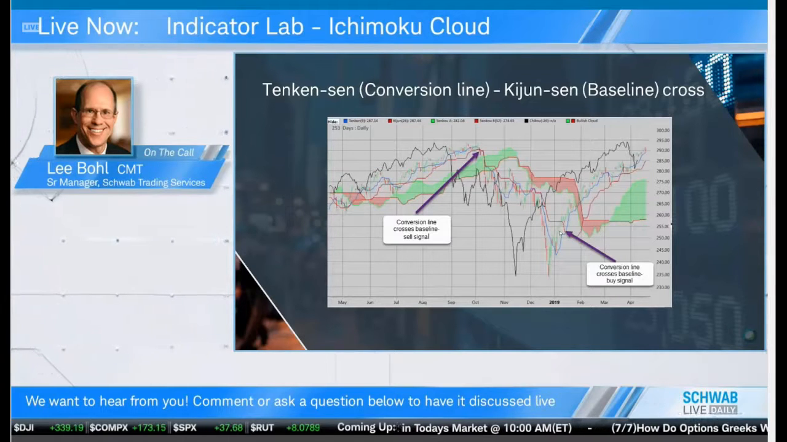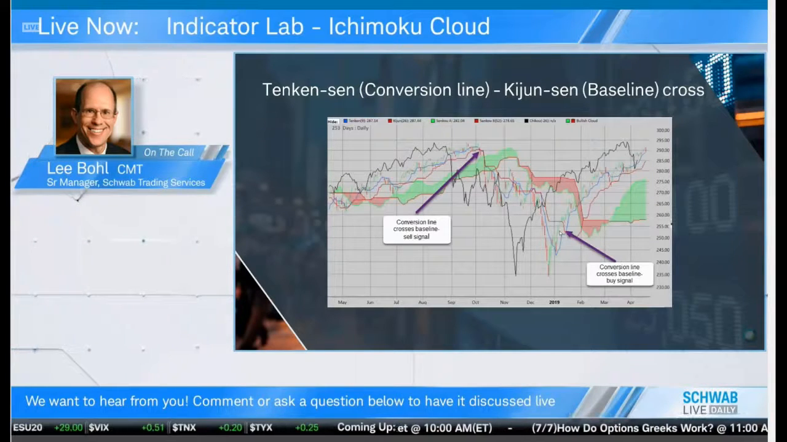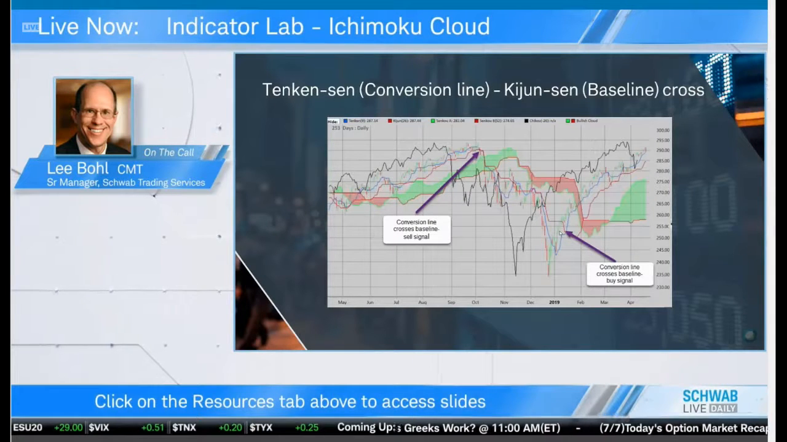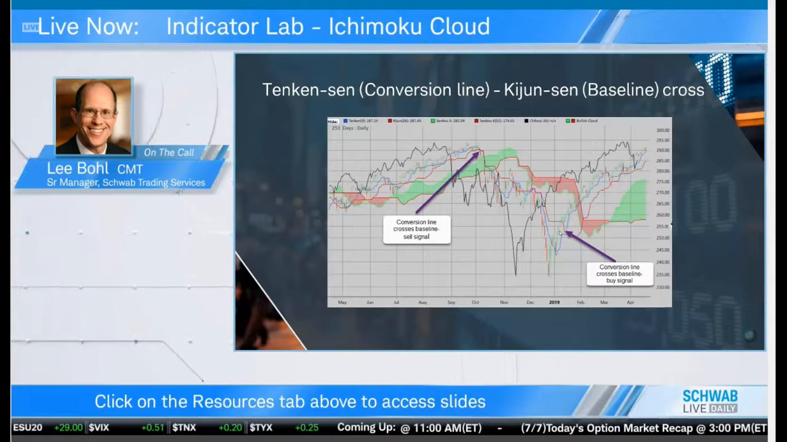In what time frame does this system work best? I would say most people use it on daily charts, although from what I'm told, currency traders use it on intraday charts.